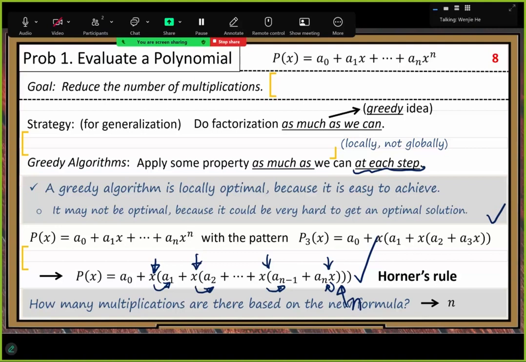So after this, we want to do a comparison. How much is the improvement after we derive the better algorithm? If we go back and compare with the brute force method, do you have some idea how much improvement we get by Horner's rule? It's better, but can you have a clear understanding of how much better? We know it's better, but can you describe how much better?